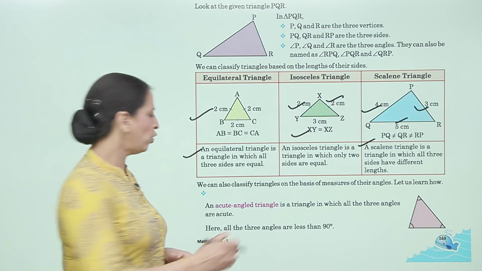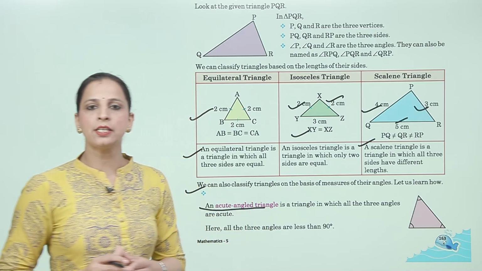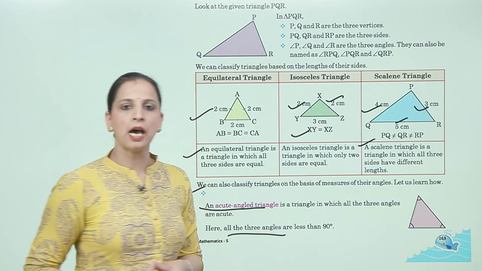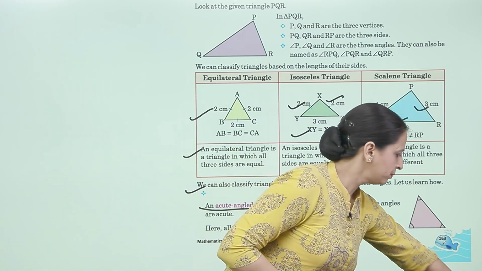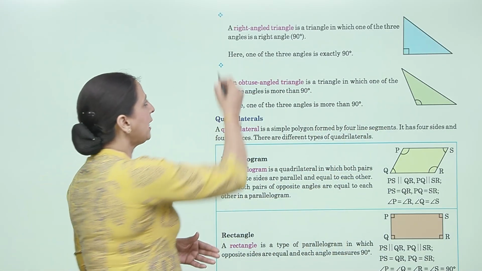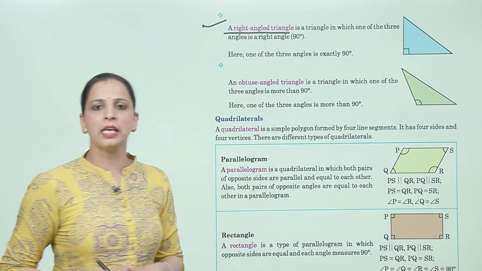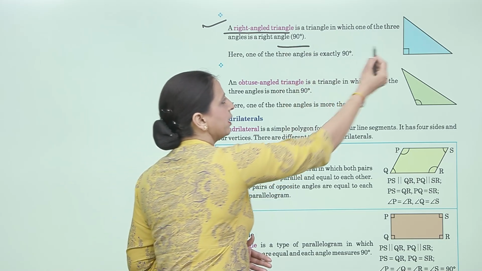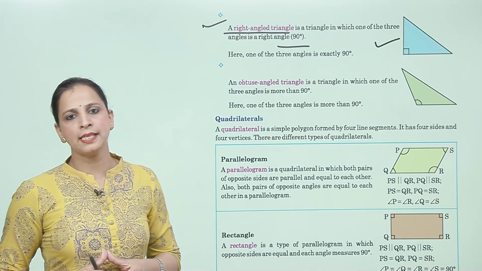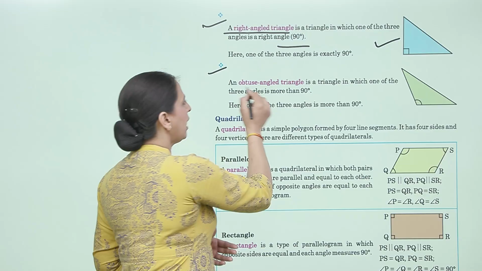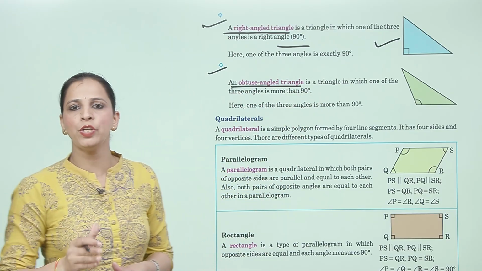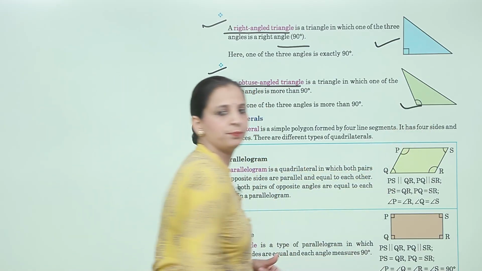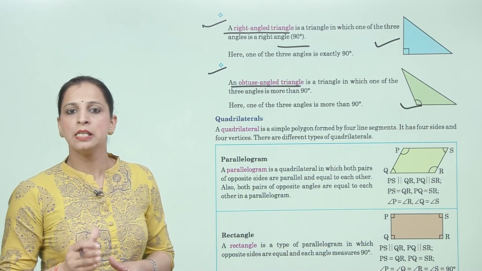Let us learn how. Now, first, an acute angle triangle is a triangle in which all the three angles are acute. Here, all the three angles are less than 90 degree. Now, a right angled triangle is a triangle in which one of the three angles is a right angle, that is 90 degree. Here, one of the three angles is exactly 90 degree. Now next, an obtuse angle triangle is a triangle in which one of the three angles is more than 90 degree. Here, one of the three angles is more than 90 degree.